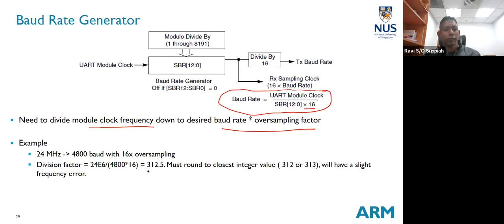So for example, if I'm running at 24 megahertz and I want to operate at 4800 baud, then I need to take 24 megahertz divided by 4800 times 16. That will give me the value to write into the baud rate register. The coding one, we will look into in the example code. But this 16 is something that is again unique to this particular system here.